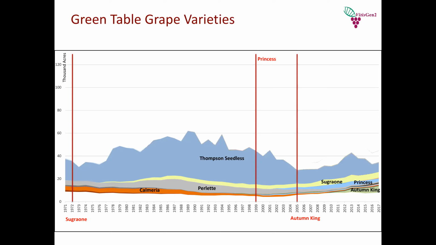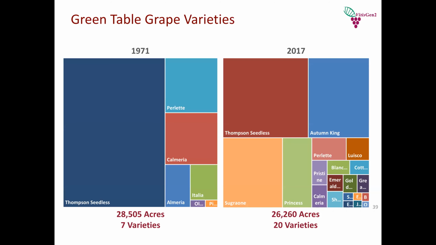And now we have Autumn King that appeared in 2005, also gaining market share while Thompson Seedless is going away. And then it's the same picture as with the black varieties, almost identical except for the difference in total acreage. Acreage stays constant at 28,000 acres, slightly decreased to 26,000, within a couple thousand acres, but we went from 7 varieties to 20. Again, new varieties are gaining ground as opposed to older ones like Perlette and Kilmeria, which have almost entirely gone away.